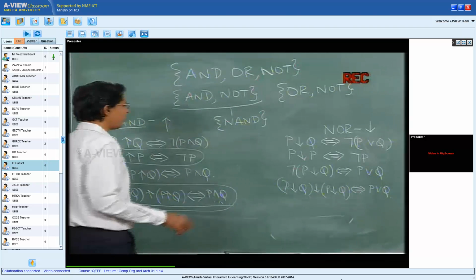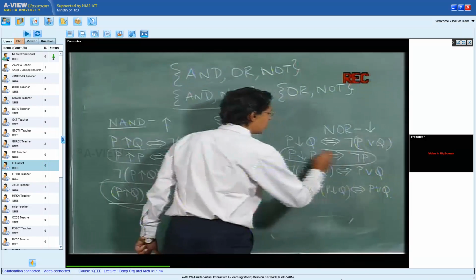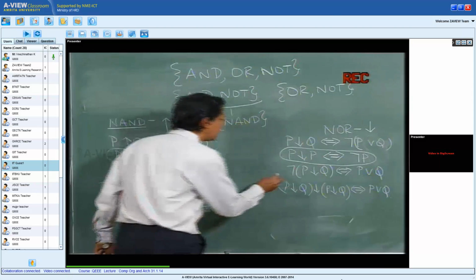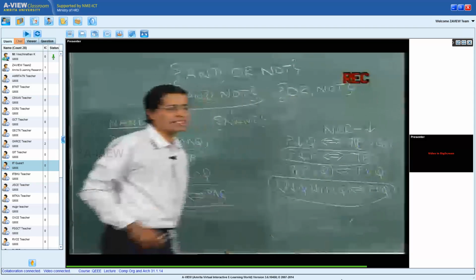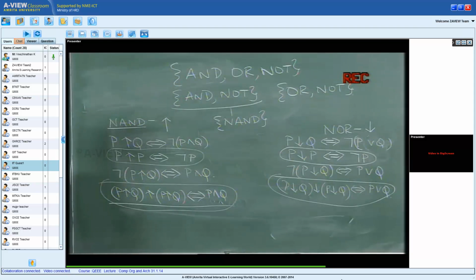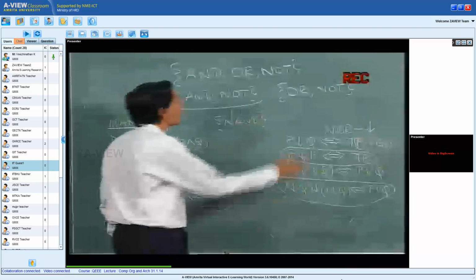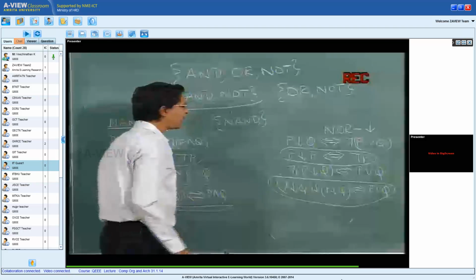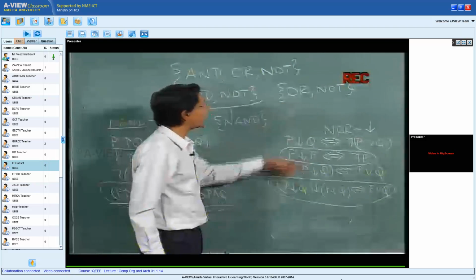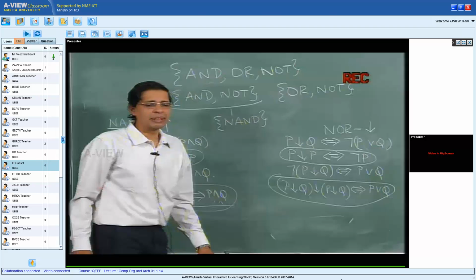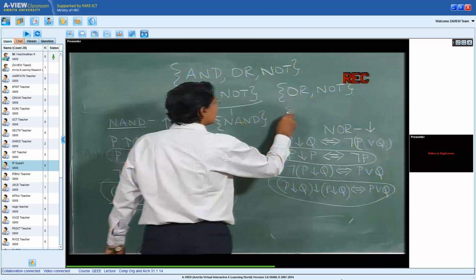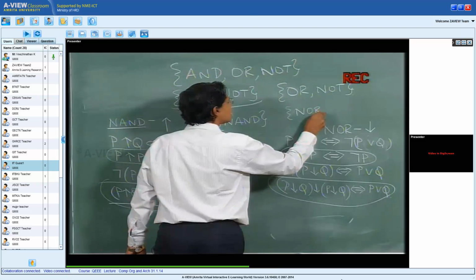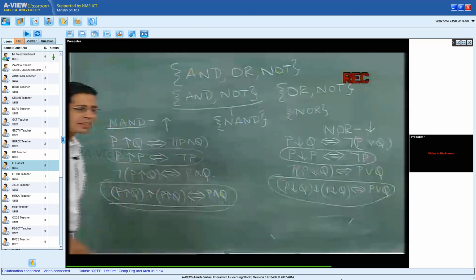So looking at this carefully, both the NOT gate and the OR gate, or the NOT functionality and the OR functionality, can be realized in terms of NOR. So since OR, NOT is functionally complete, and the OR functionality and the NOT functionality can be realized in terms of NOR, this NOR gate also becomes functionally complete.